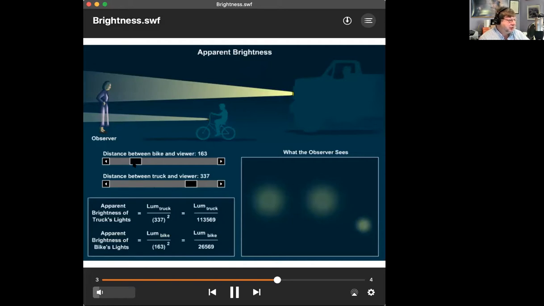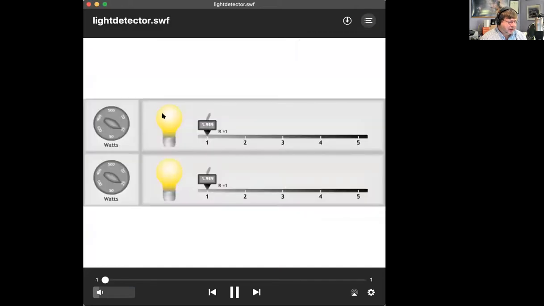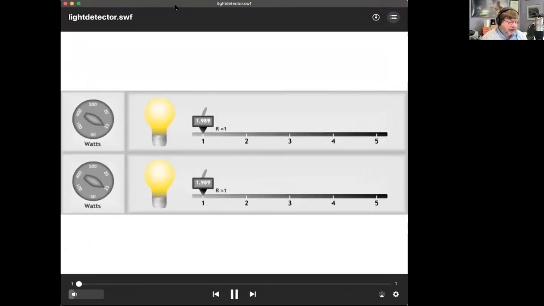So we have this dance between how bright things appear, how far away they are, and how luminous they really are. And we're going to be going into this in excruciating detail. But let me show you one example of that with the simulation here. So here we have 2 light bulbs. The light bulbs are both at 25 watts. And this number here, 1.989, refers to a reading of the luminosity that's being recorded by this sensor right there. And as I move the sensor away, you can see that the brightness that's recorded goes down. So here we're at 1.989.